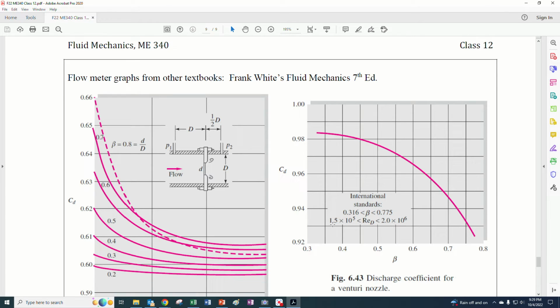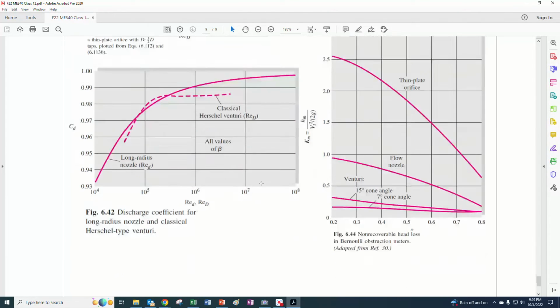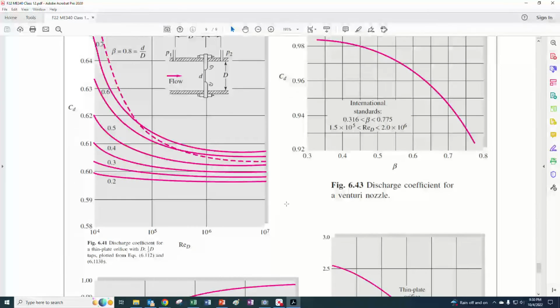Okay, so here is one that you can maybe use for the Venturi nozzle, but I think in the homework problem, I've actually given you what to use. A lot of people just use 0.98 for the Venturi meters. I'm not 100% sure why they're saying to use this one, because they have an additional one right here to use for the classical Herschel Venturi, and you have Reynolds number right in there, and you can see they have the long radius nozzle. So they're comparing the two things on here, but this dashed line looks like it actually does better than this one right here.